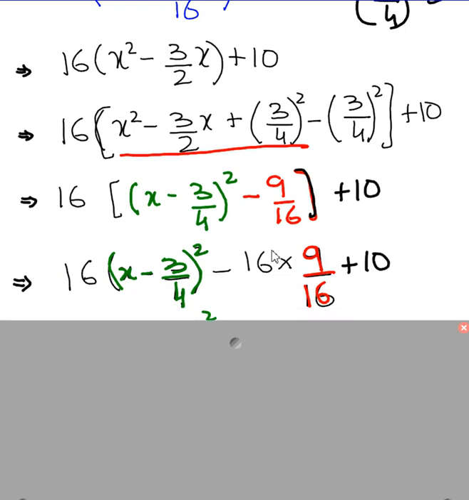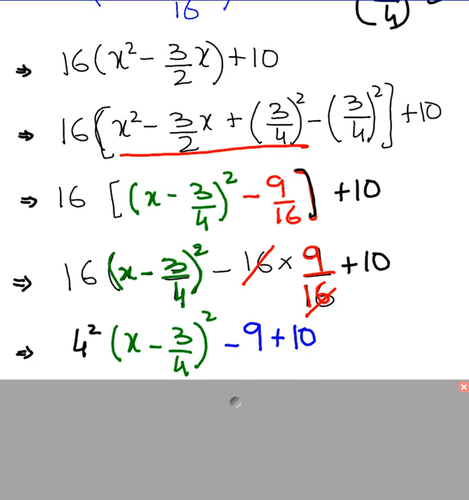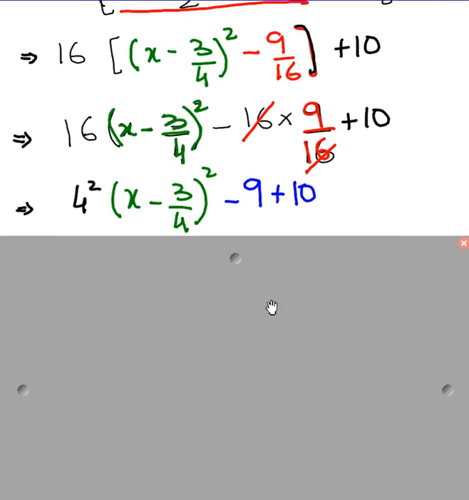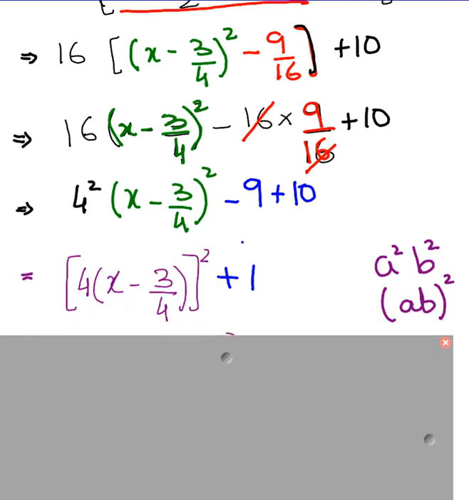Now, this 16 will cancel with this 16, so I will have minus 9 plus 10. What will I do here? I will write instead of 16, 4 square. Now, I hope you remember the basic algebraic concept which says, if you have a square, b square, you can write it as ab whole square, complete thing. So 4 is a square and this term is a square. So what I'm doing, I'm writing it together and writing a square overall here, right?